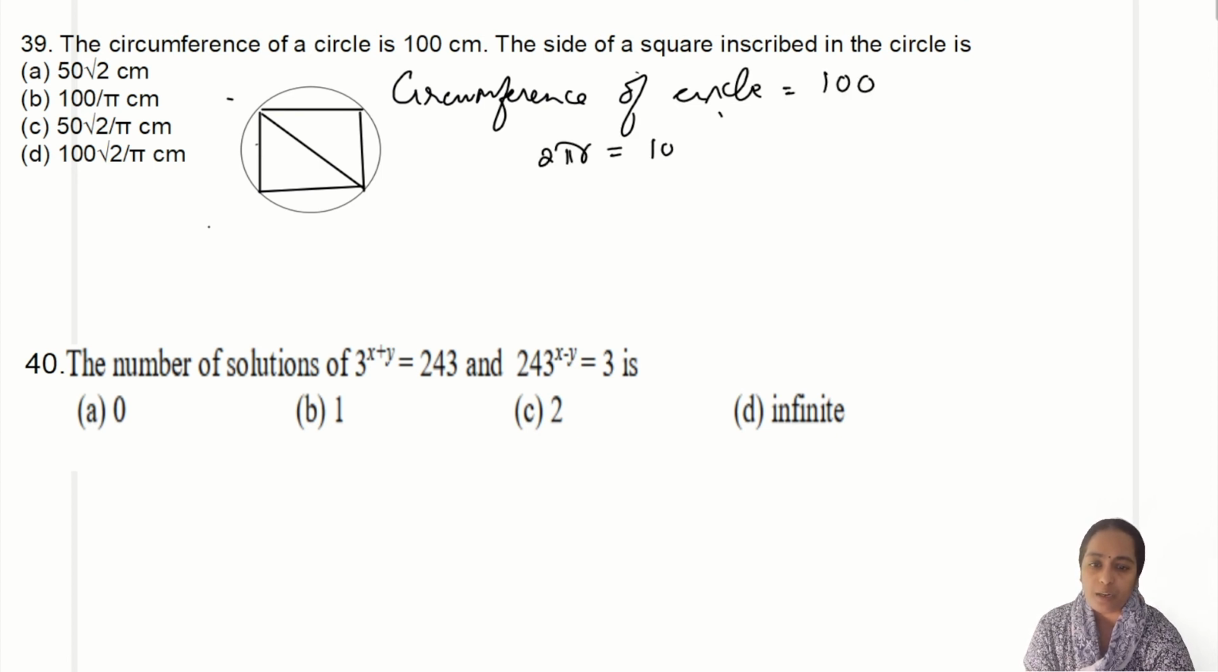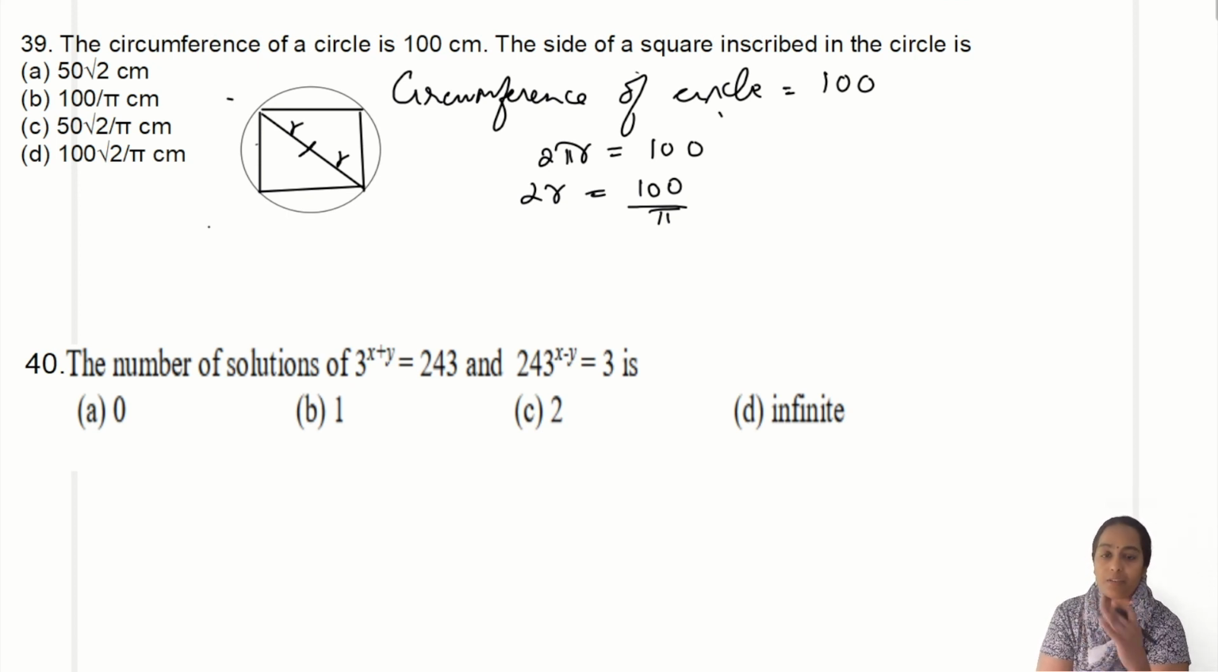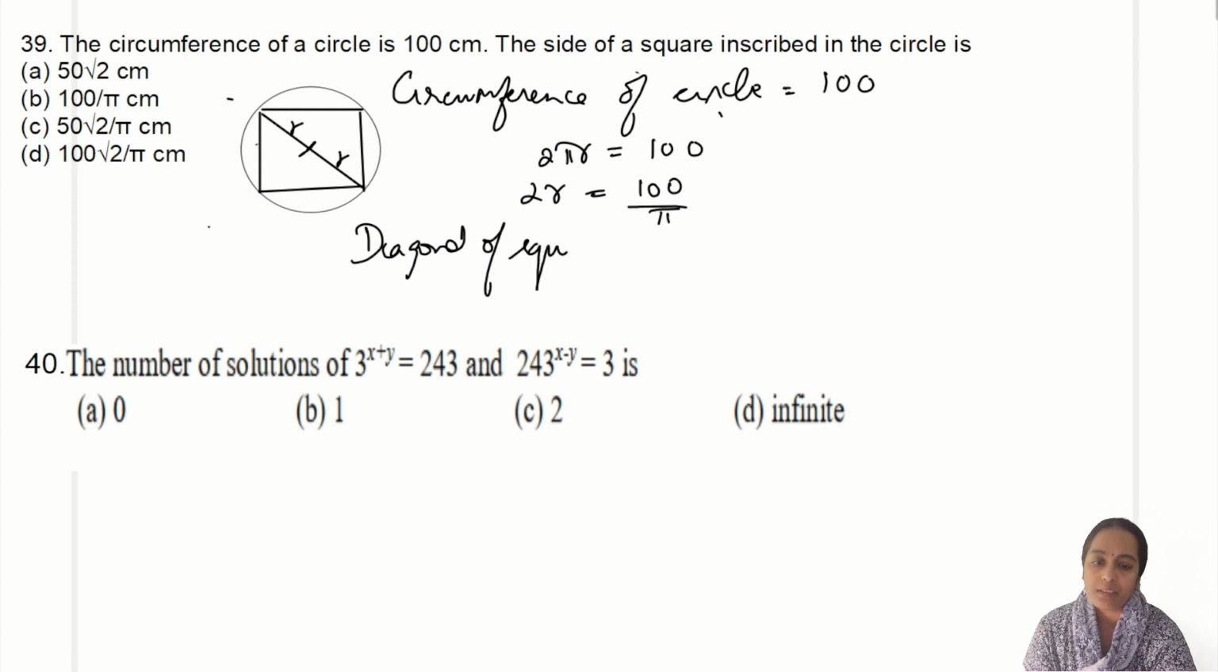What is 2r? 2r is going to be 100 divided by pi. So why am I finding 2r? 2r is actually the diameter of the circle, so you have the center here, r and r. You should know that when the square is inscribed inside the circle, the diagonal of the square is nothing but the diameter of the circle. Diagonal of square equals diameter of the circle.